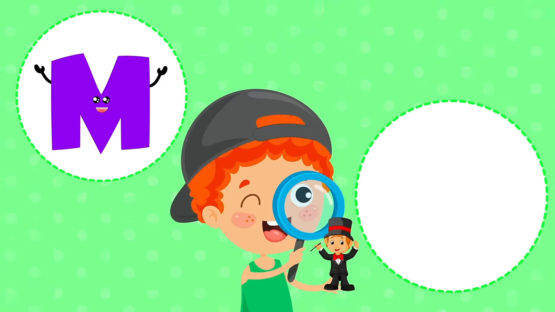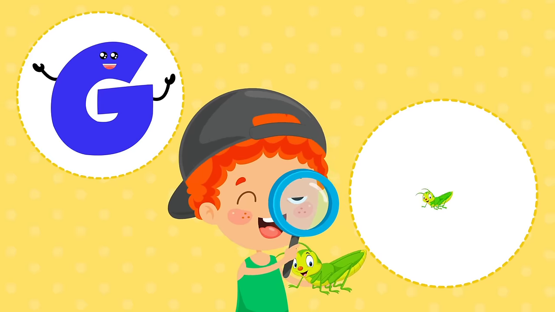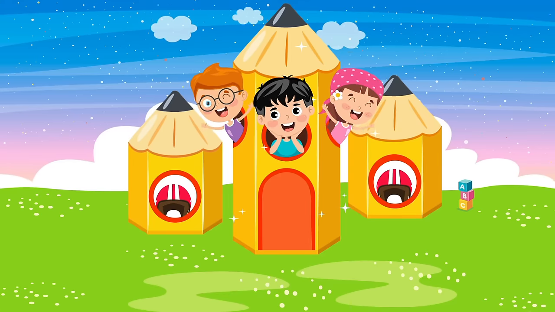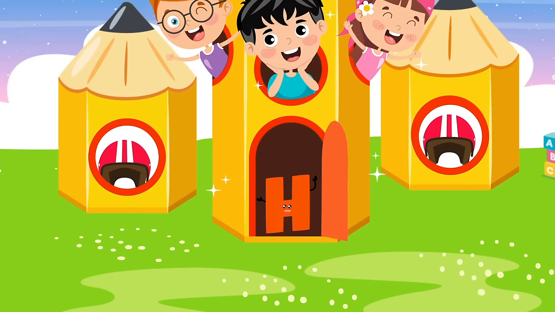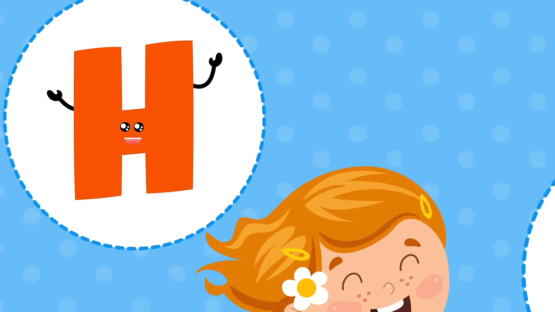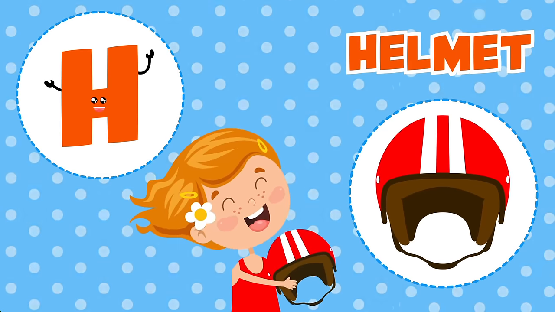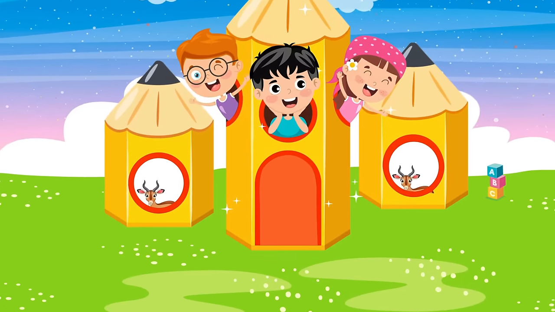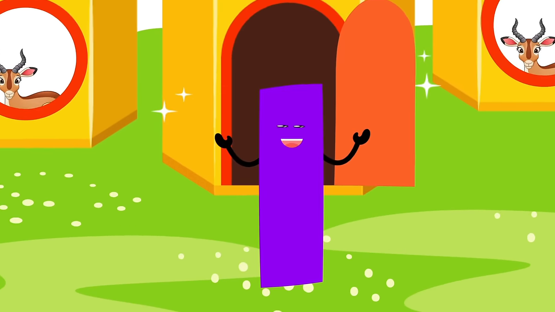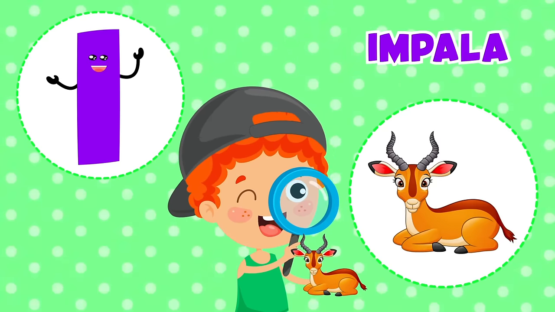Here comes the letter G. G. Grasshopper. G says grasshopper. Now we have letter H. H. Helmet. Helmet starts with H. Letter I is coming. I. Impala. I is for Impala.